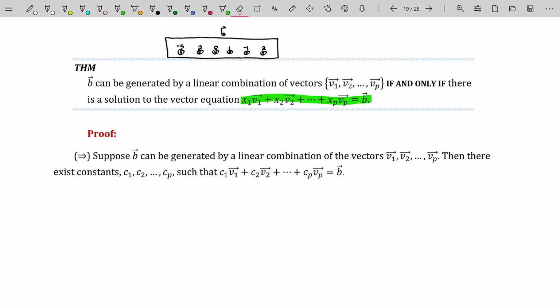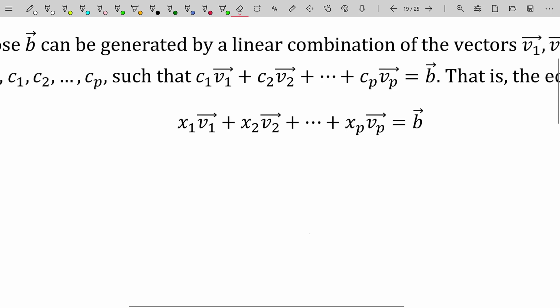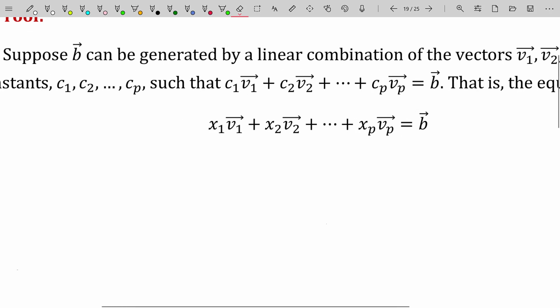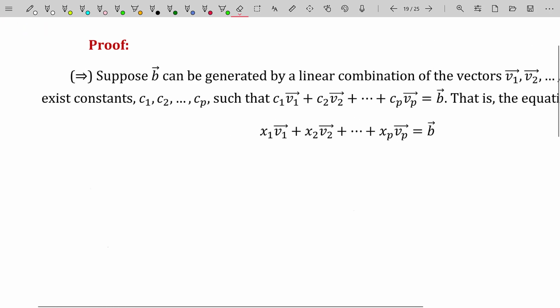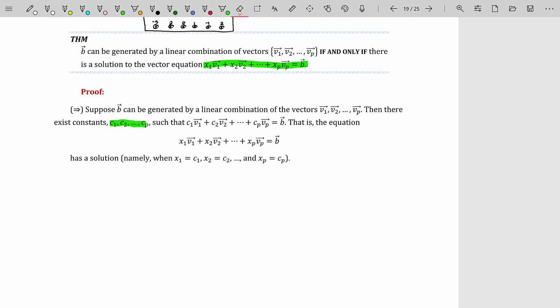Then there exist constants c sub 1 through c sub p such that the linear combination of those vectors with those weights c1 through cp becomes the vector b. That is, the equation x sub 1 v sub 1 plus x sub 2 v sub 2 all the way through x sub p v sub p is equal to b has a solution. It's those weights that we've listed up above, these weights right here. So that actually proves the first part, right?